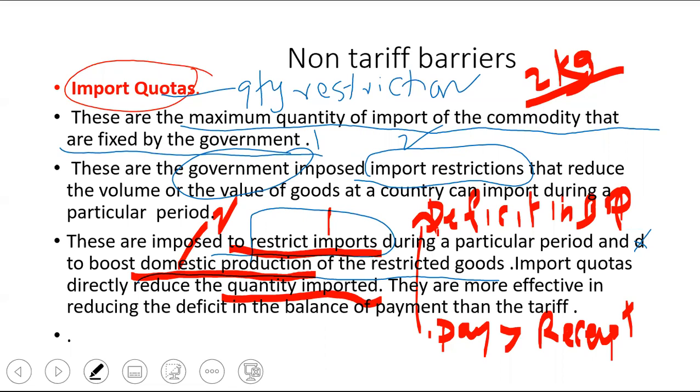Now, import quota directly reduce the quantity imported, which I told you. Import quota का speciality वही है, सीधा import को कम करेगा. So what did we study today? I was teaching you the types of quota. Quota means what, children? Quantitative restriction. That is the meaning of the term quota. So the first quota is import quota. इधर हम किसको restrict करता है? Import को. Okay. So these are the maximum quantity of import that a nation can import.